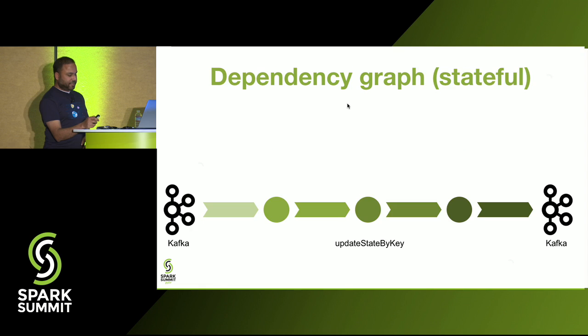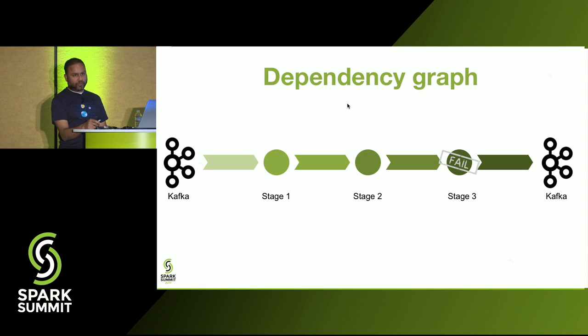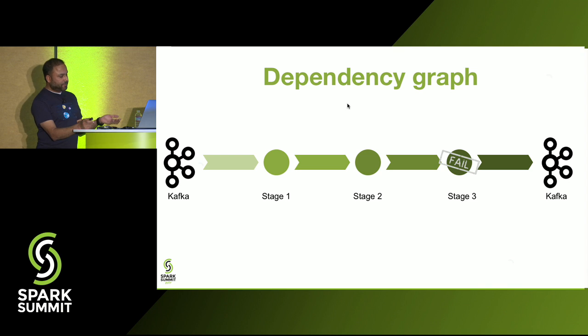So let's say there is a failure at stage number 3. In the absence of any caching, what it's going to do is re-pull the exact same data from Kafka again, get through the first 2 stages, and then provide the input data to stage 3 so that it can execute. Now, this is a case where these stages are pretty much idempotent and they have no state involved.